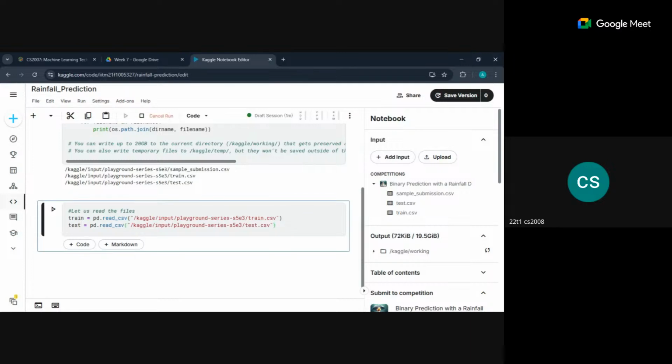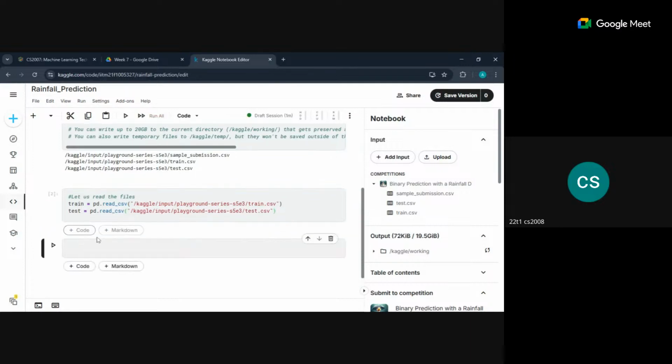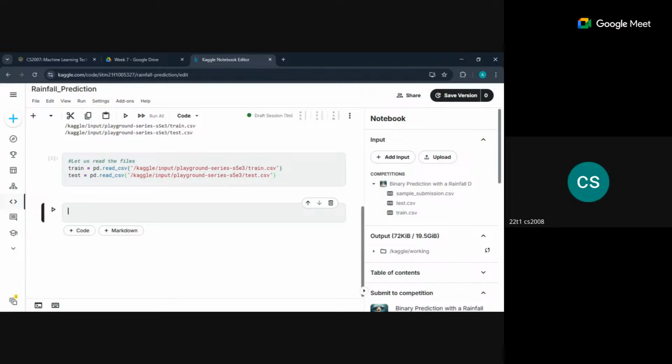Let's go ahead then. So we have read the data set. What is the next step? What can I do? Look at the first 5 rows: head, describe, and checking for null values. So let me say checking for null values. What is the code snippet?